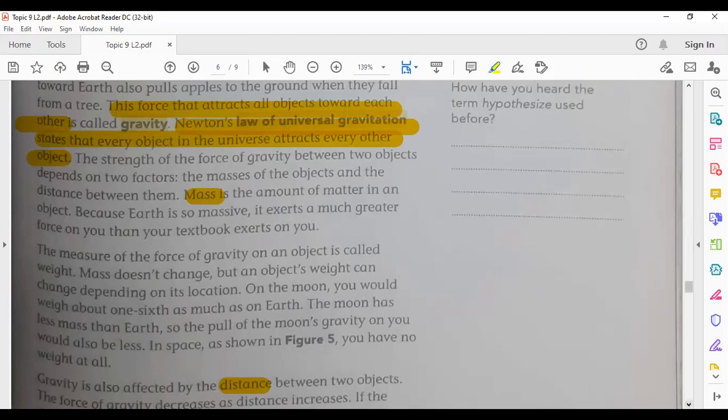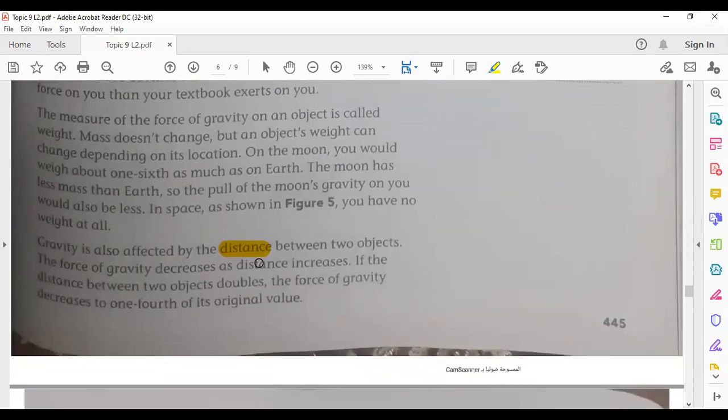The distance between two objects is very important. When the distance increases, what happens to the gravity? It decreases. So gravity is also affected by the distance between two objects. The force of gravity decreases as distance increases. So the closer the objects, the greater the gravity. The farther the objects, the smaller the gravity.